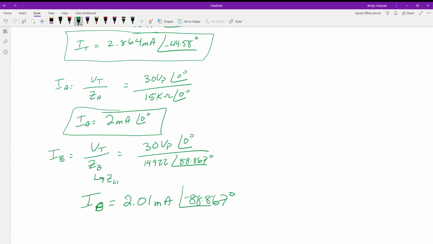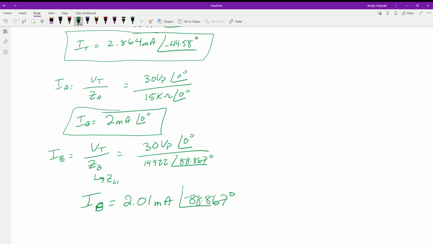Now when we hook up our scope and go to measure these, this is one of the cool things: we have this current IA going through that branch, and IB going through that branch, but when we measure it, we're going to be measuring the voltage across each of these components, and we're also going to be measuring the source. So if we look again, just as a quick double check, we can work this backwards. We take our current times our impedance, multiply those together, and we're going to get 30.